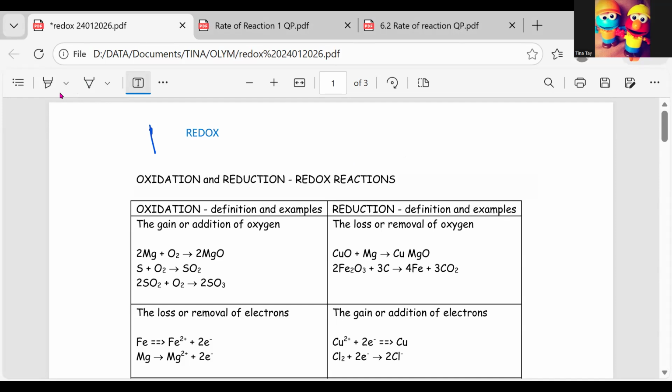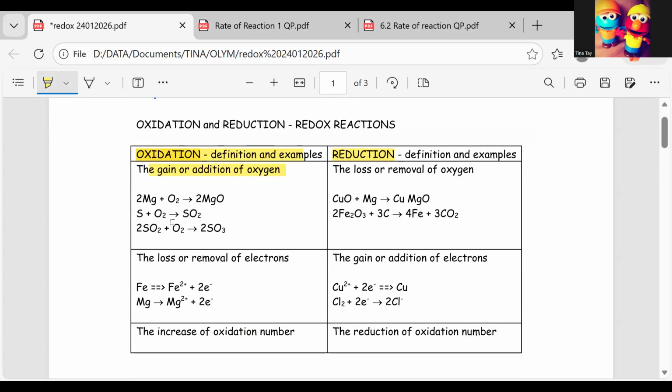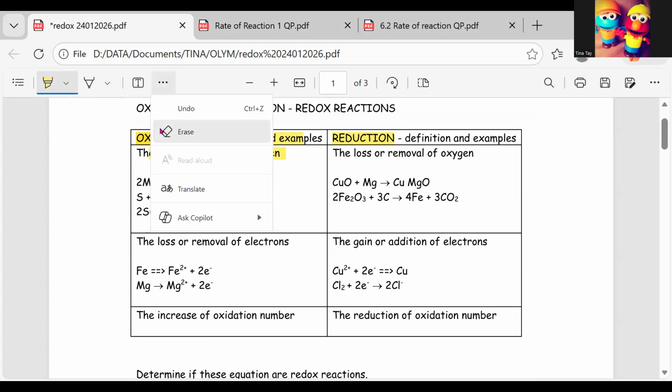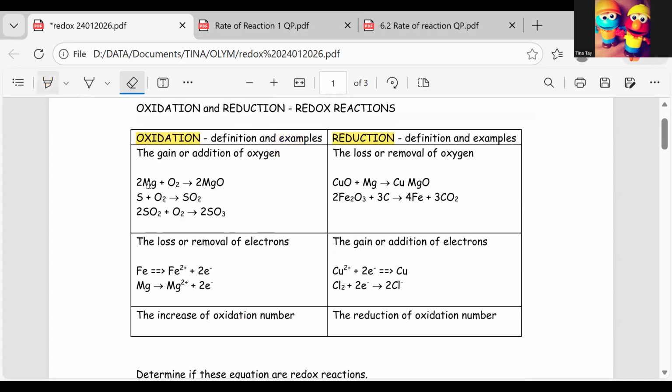So redox is when oxidation and reduction happen at the same time. Okay, that's how you see what redox is. So, what is oxidation? Oxidation is when a substance gains oxygen. For example, you see here, this is all oxidation. First you have Mg. It gains oxygen to become MgO. Because it gains oxygen, it's called oxidation. So we say magnesium is oxidized. We don't say magnesium oxide is oxidized. No, magnesium is oxidized to magnesium oxide.